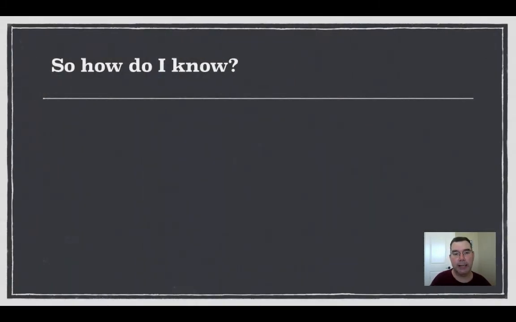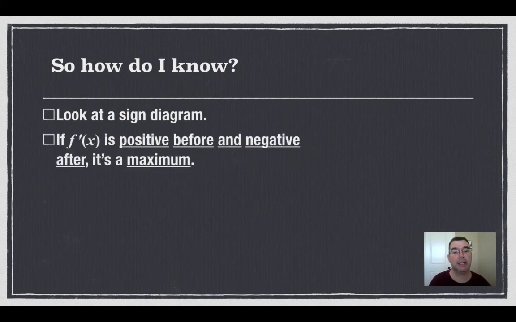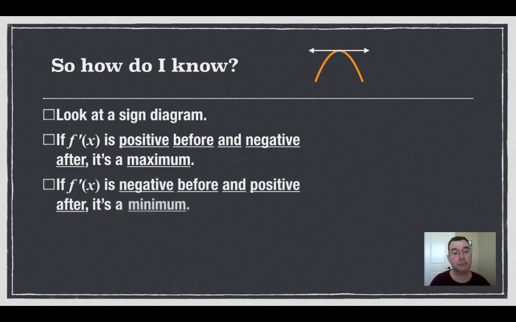So how do I know which one it is, whether it's a minimum or a maximum? Well, you look at a sign diagram, and we talked about those in the last lesson. If the first derivative is positive before and negative after that point where the first derivative is 0, that means the original function was increasing before and decreasing after that x value, and that can only mean that you have a maximum. If the first derivative is negative before and positive after, that means the original function must have been decreasing before and increasing after, and that can only mean that you have a minimum.